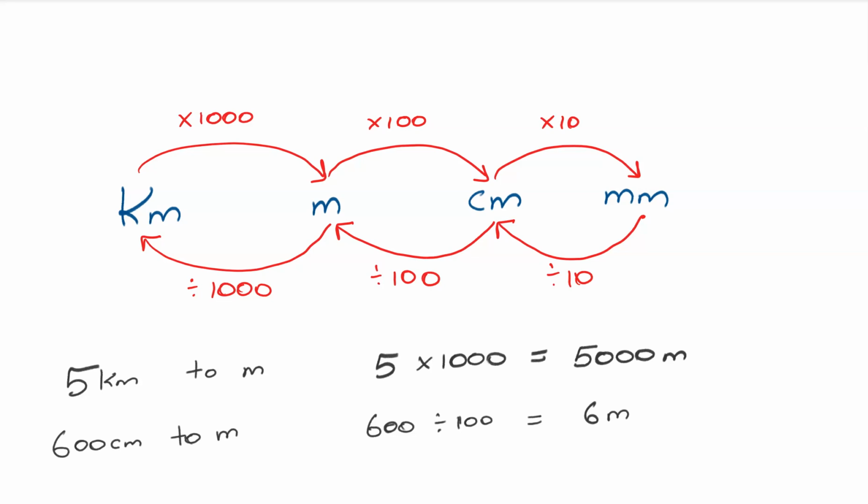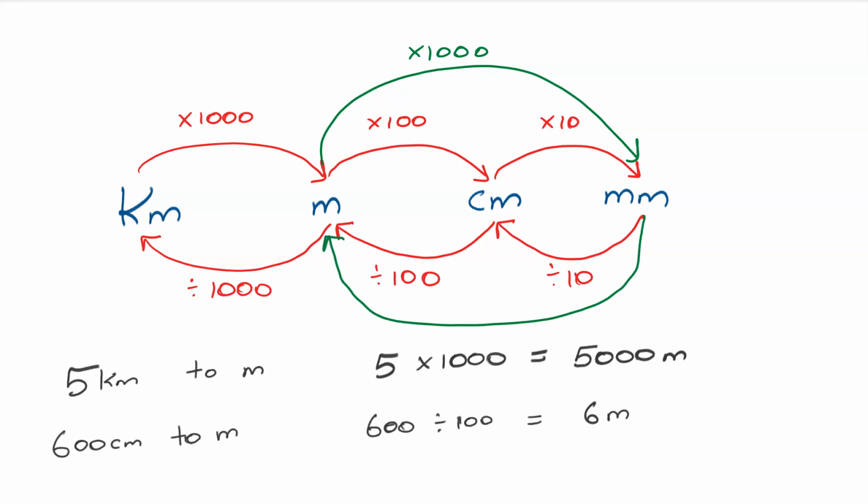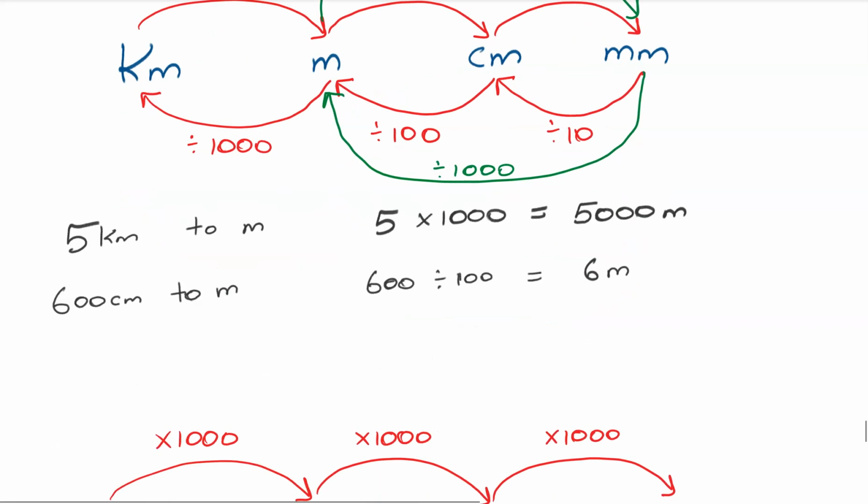Another quick tip. If you wanted to go from, say, meters to millimeters straight away, what you'll do is just multiply by 1,000. So you're looking at 100 multiplied by 10, which equals 1,000. And vice versa, if you were going from millimeters straight to meters, that would be divide by 1,000. So you can skip steps, just using that 100 multiplied by 10, and you can skip from those as well.